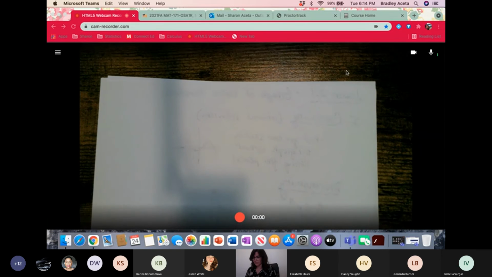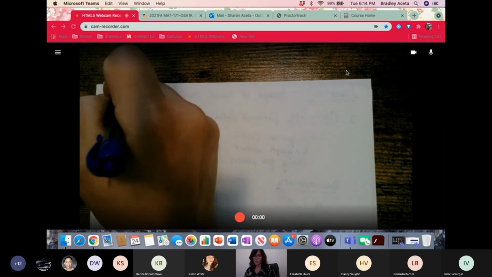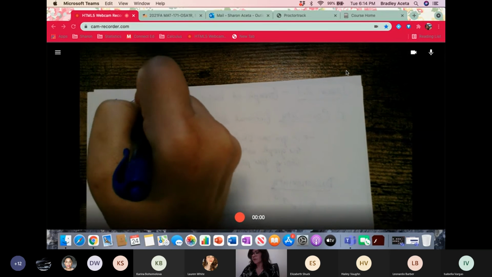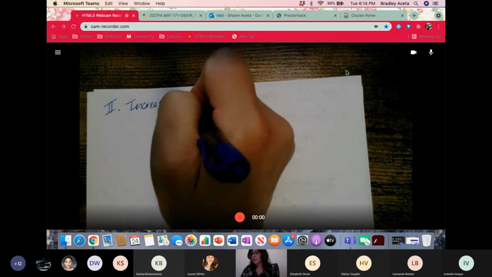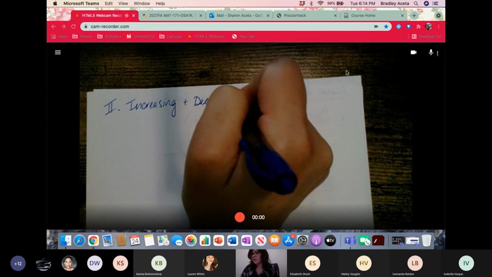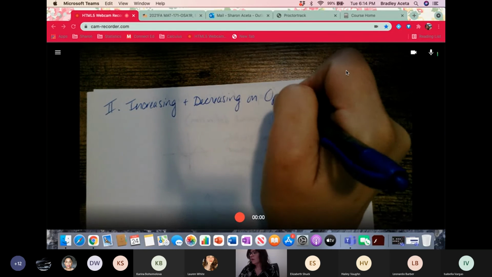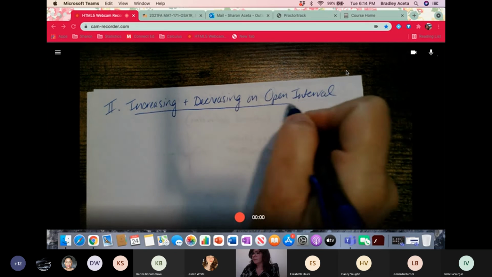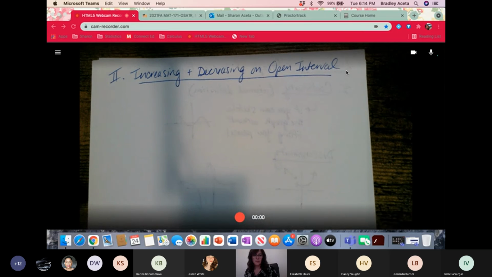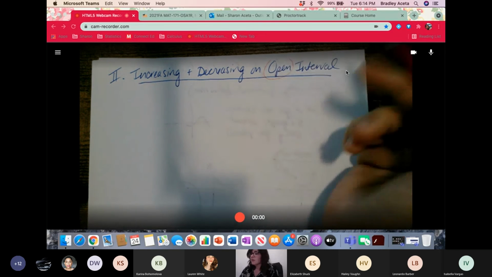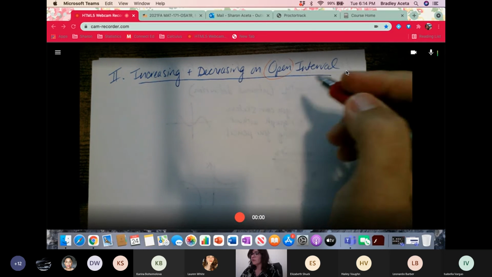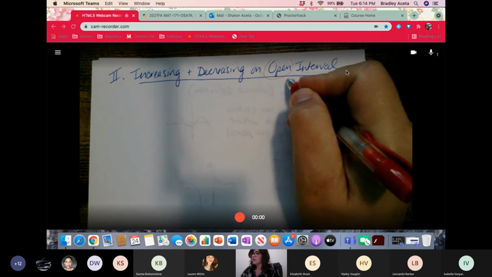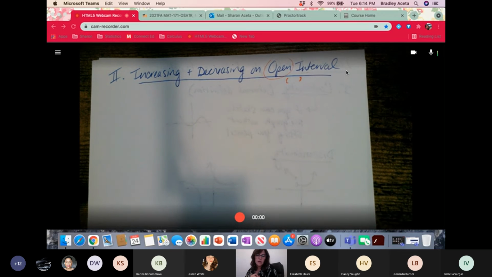So let's see. Increasing and decreasing on the open interval. And this is nice right here, this word open interval, because all of your interval notation is going to be open, meaning it's going to have just parentheses. You don't ever have to worry about brackets.